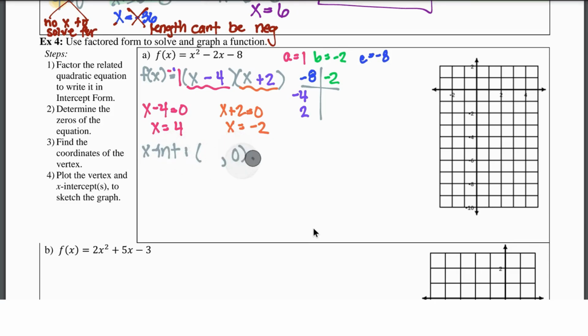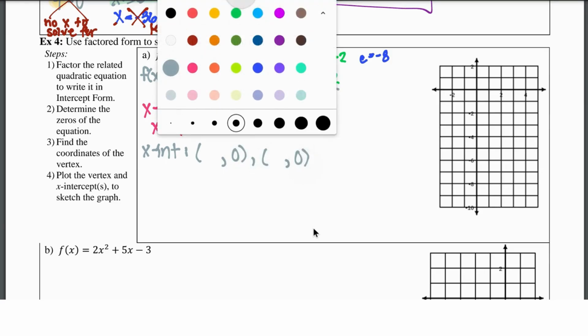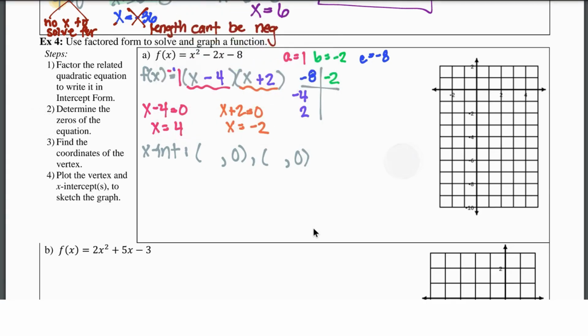Remember that an x-intercept is when I plug in an x value, it gives me 0 as y. So those are also called zeros or roots. Our first x-intercept is going to be at (4, 0), so at 4 on the x-axis. And our second one is at (-2, 0), so at -2 on the x-axis.